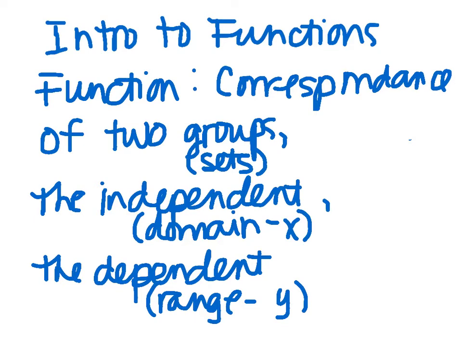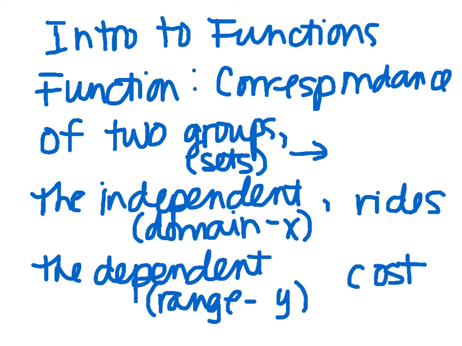Just this past week when we did the amusement park problem, we were talking about the number of rides and how much it cost. And if we thought of that as a function, what we would say is that the cost depends on the number of rides. Therefore, the number of rides would be the domain, and the cost would be the range, because how much it cost depended on the number of rides.